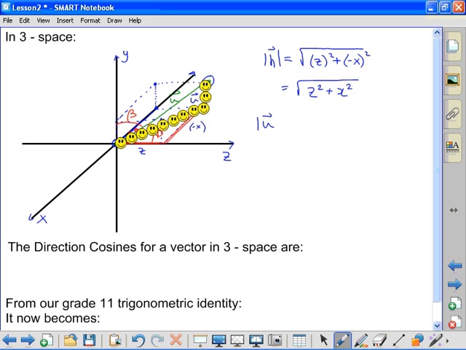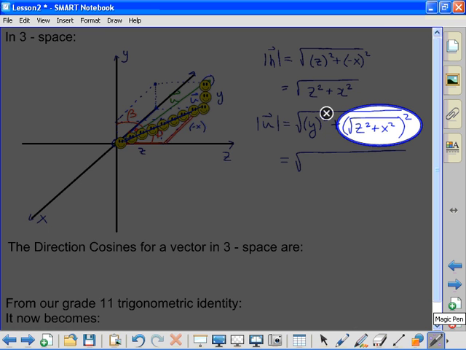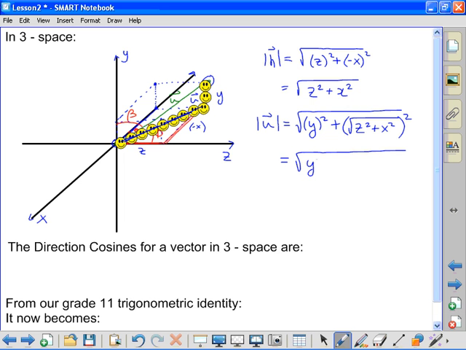So the magnitude of vector u is equal to, again, Pythagorean theorem, the square root of this component here, which is our y, so y squared, plus the length of that hypotenuse, which is our h value, and I just said that's z squared plus x squared, and that would be squared. When you simplify that, the square root and the square are inverse operations. They undo each other. So we end up with the square root of y squared plus z squared plus x squared, or we usually write them in order, x squared plus y squared plus z squared.